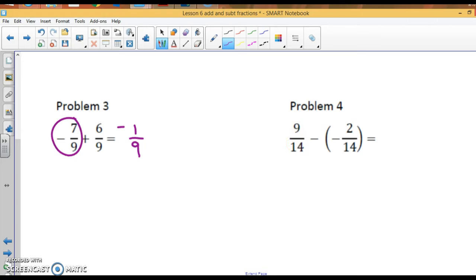Here's a subtraction problem. When you are subtracting integers, you change it to add the opposite. We make 2 marks. So 9/14 plus 2/14 is 11/14. So those two problems are taking basic fractions to a different level.